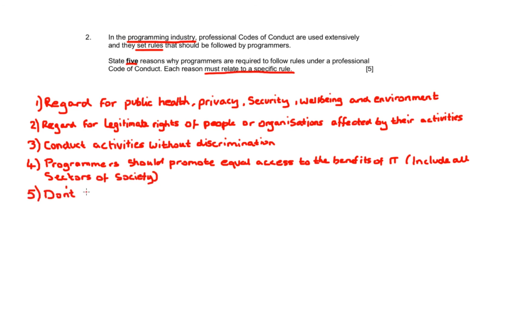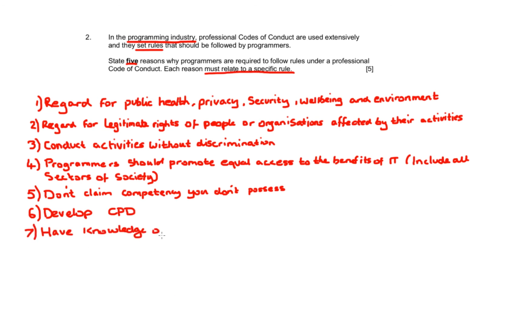So you can't work for a company or claim a job on skills that you just don't have. Throughout your time working for a company, you are required to develop your CPD, which stands for Continued Professional Development. It's important that you keep topping up your skills to stay ahead of the industry. Number 7, have a knowledge of current legislation. Everything you create should be based around current legislation because we want to create software that is legal.